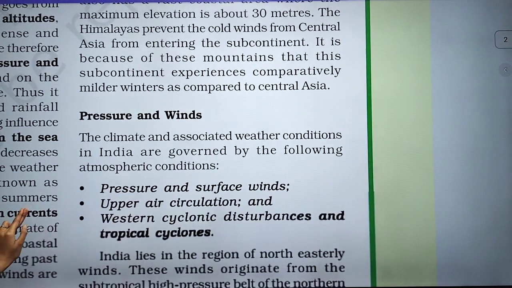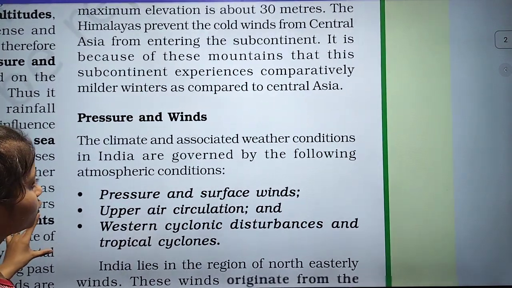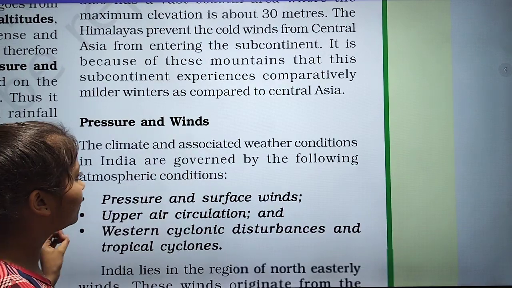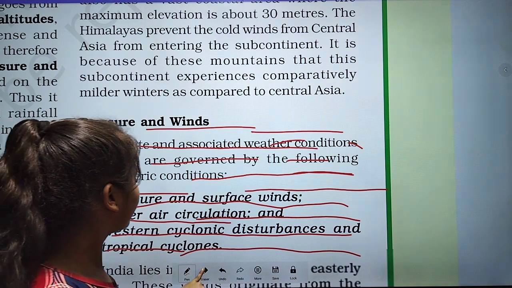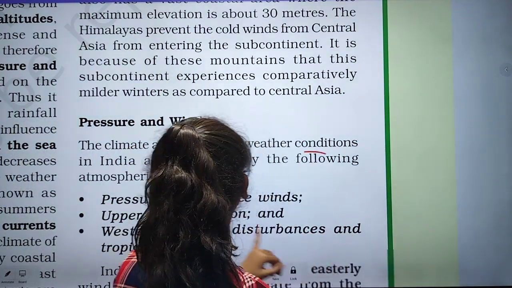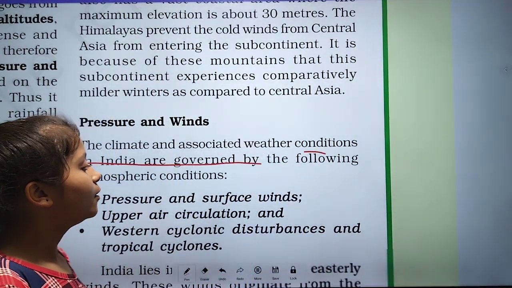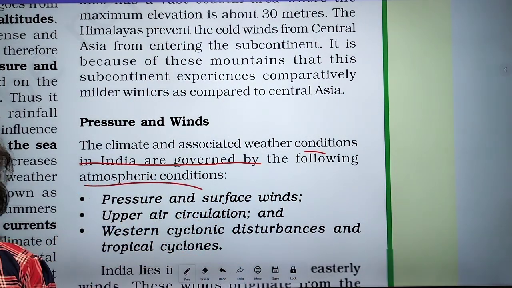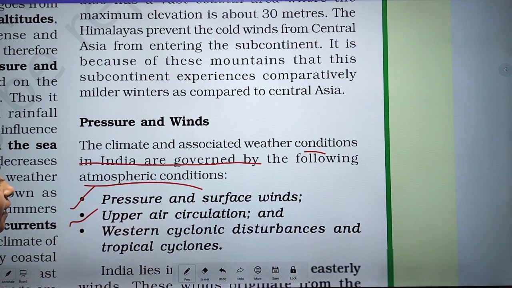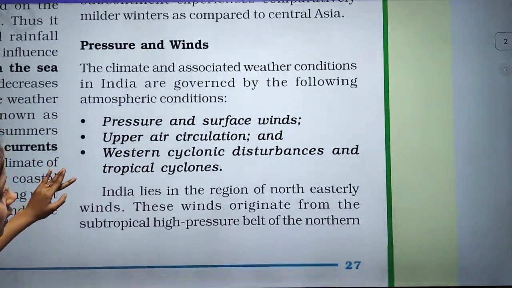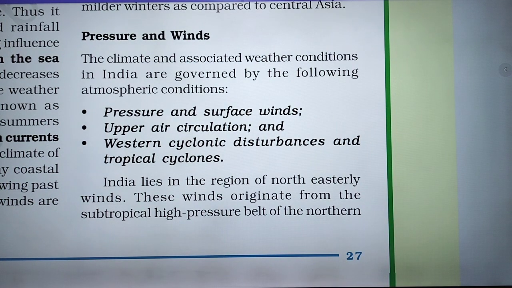Pressure and wind also affect the climate of India. The climate and associated weather conditions in India are governed by the following atmospheric conditions. First one is pressure and surface wind, second one is upper air circulation, and third one is western cyclonic disturbances and the tropical cyclones.